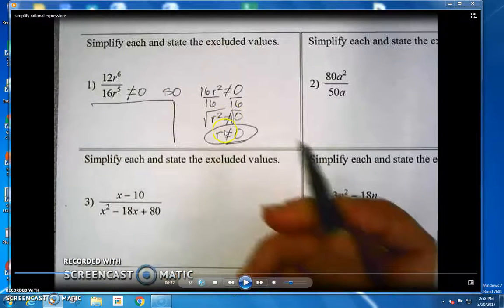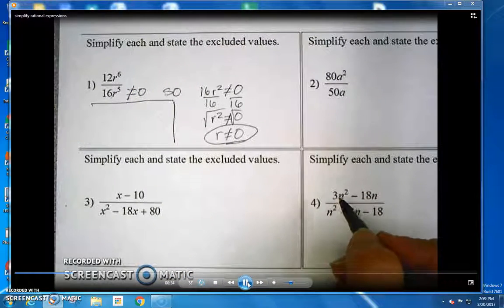Before we go on, understand that the whole point of this is to identify what the variable cannot equal, because we cannot have 0 in any denominator of any fraction. So there are always going to be some values of a variable that we cannot have, because if you were to plug that value in, it would automatically make this an invalid denominator. All right, so then we're going to go on and start simplifying.